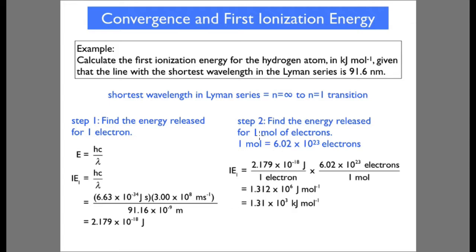Now we need to find how many for 1 mole of electrons. So we use the conversion factor, and there we have it. We know there's 6.02 times 10 to the 23 electrons per mole. So we can cancel electrons, and we're going to get joules per mole. And it's 1.312 times 10 to the 6 joules per mole. Then we need to convert the joules to kilojoules, and we can do that just by lowering it by 3 orders of magnitude.